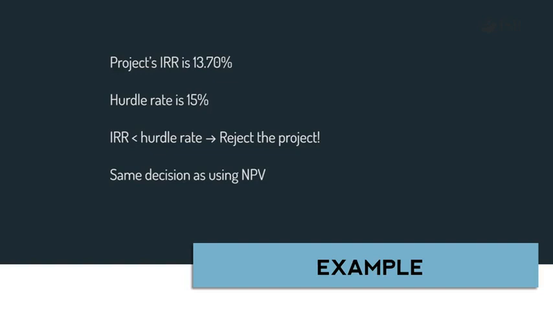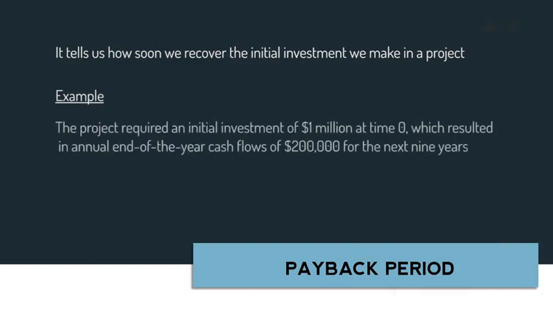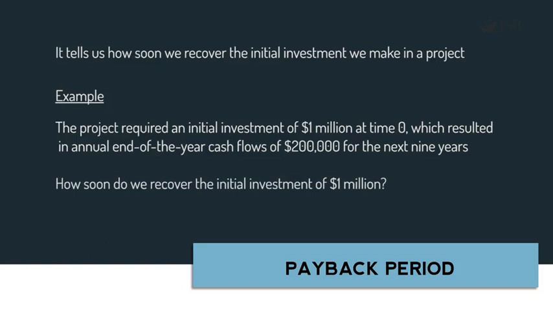Moving on, let's look at the payback period. This is the third common investment decision tool managers use. It tells us how soon we recover the initial investment we make in a project. Let's revisit our example. The project required an initial investment of $1 million at time zero, which resulted in annual end-of-year cash flows of $200,000 for the next 9 years. How soon do we recover the initial investment of $1 million?